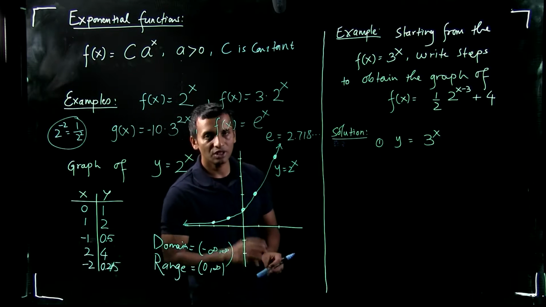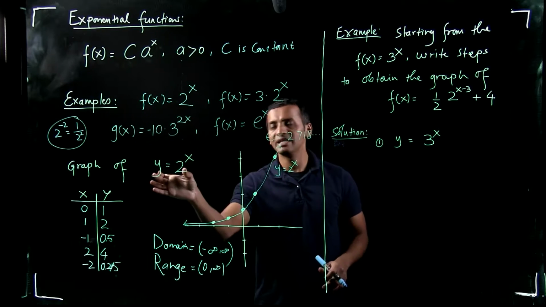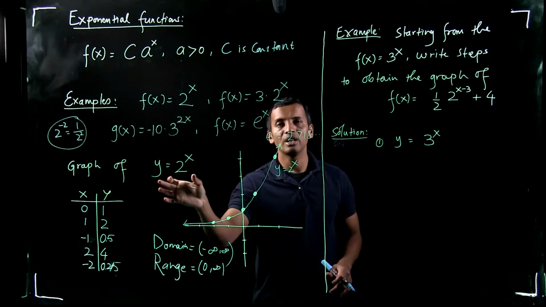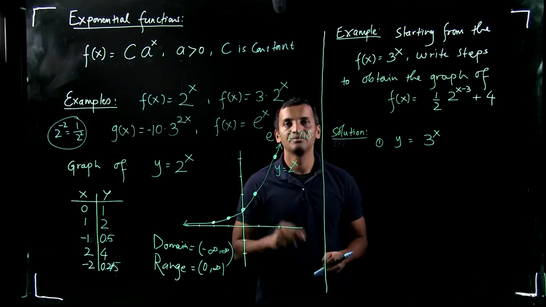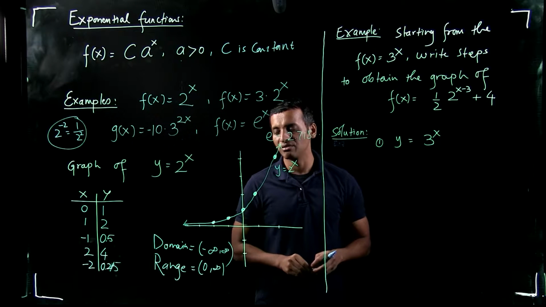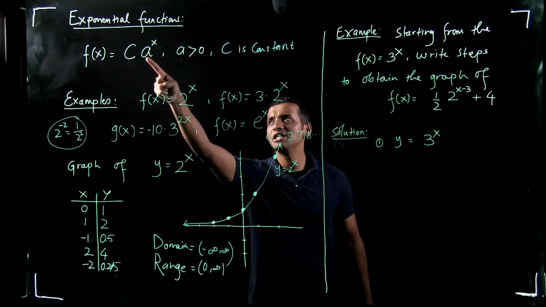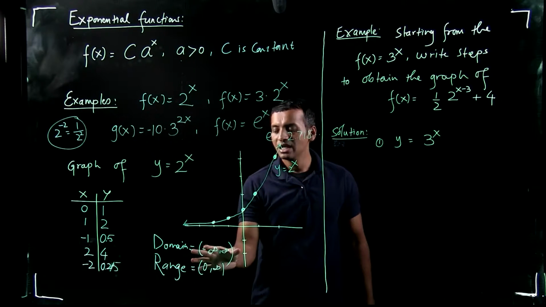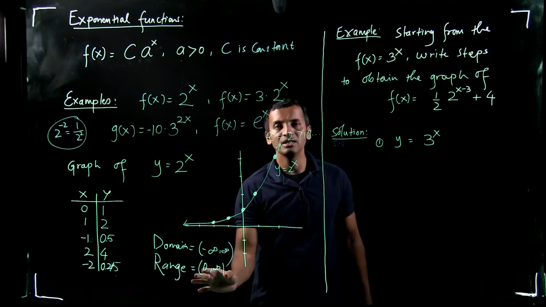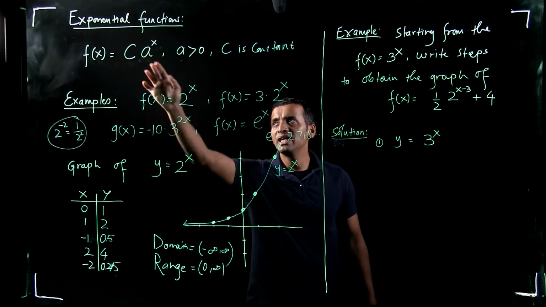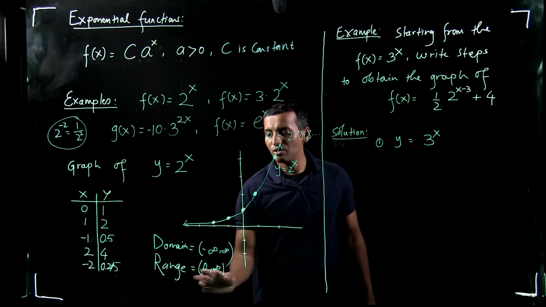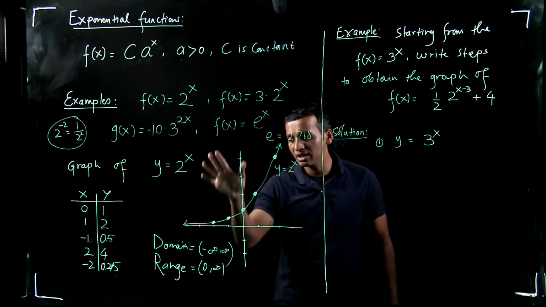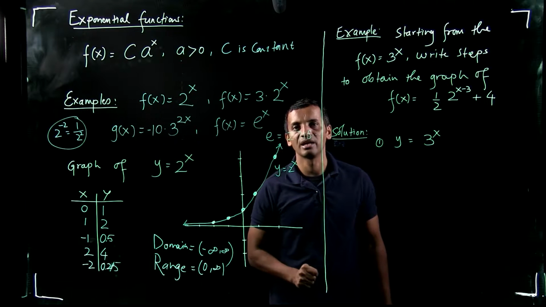All right, you can plot this graph in a calculator and see what the possible values of x and y are from the graph too. You can guess what the domain and range are. So usually if c is positive, then the domain is negative infinity to infinity and the range is 0 to infinity. But if c is negative, then the domain is the same, negative infinity to infinity, but the range will be negative infinity to 0 because the graph will be below the x-axis in that case.